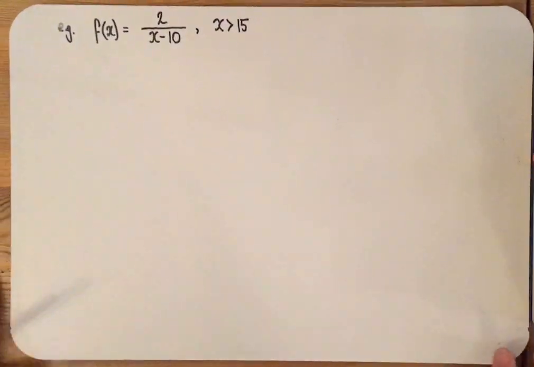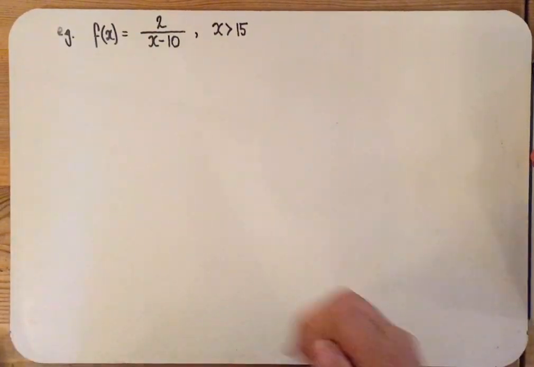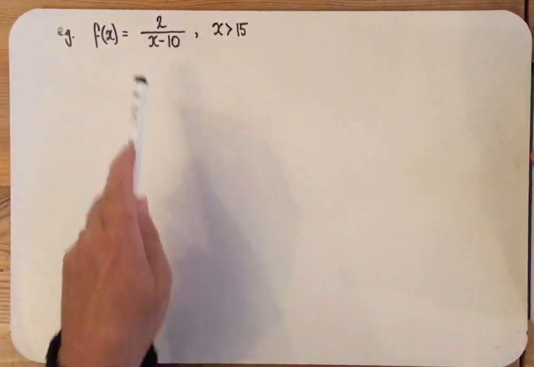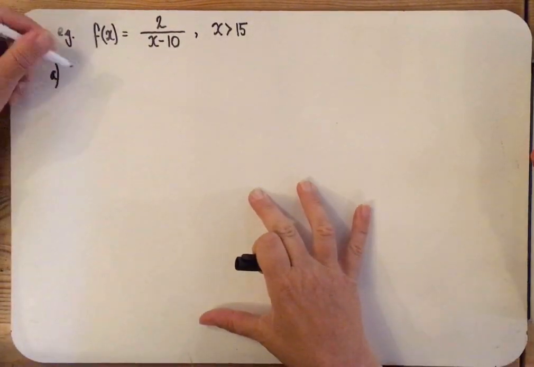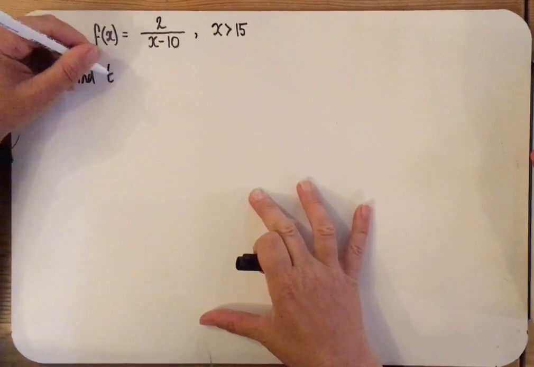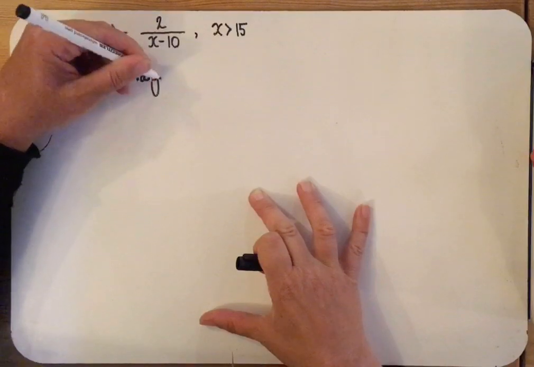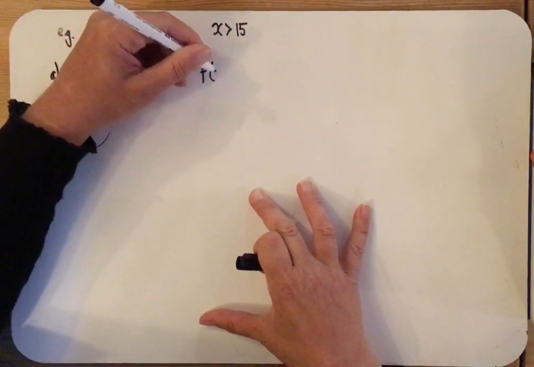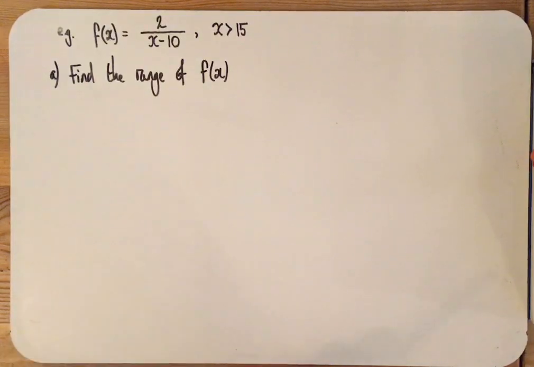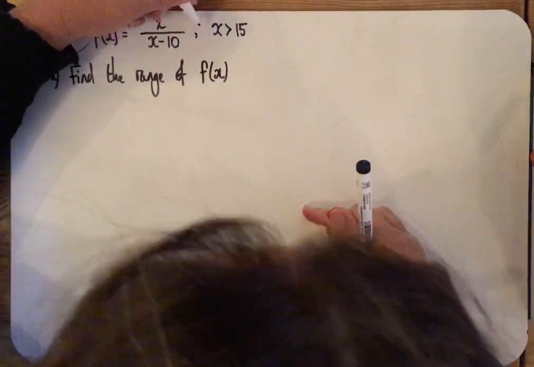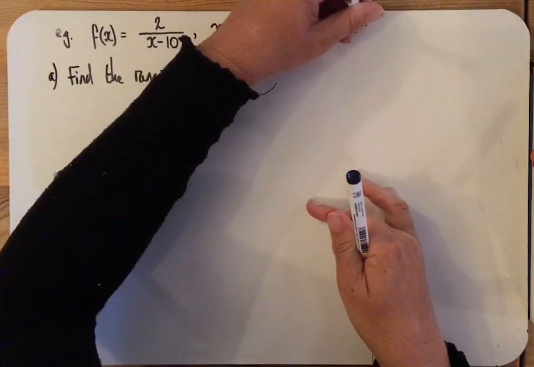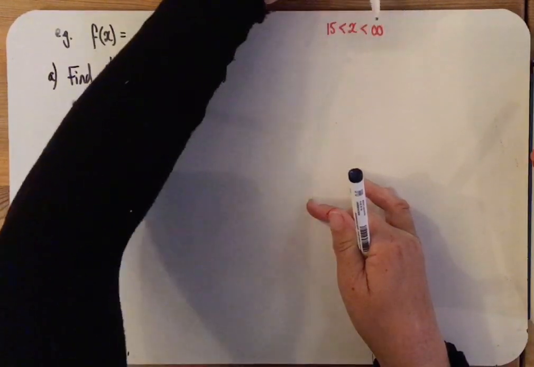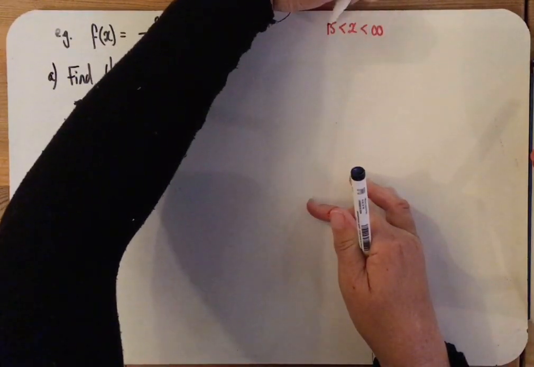Example 2, I'm going to couple with fractions in. We need to look at asymptotes and stuff like that as well. So if f of x is 2 over x minus 10 and x is bigger than 15, the first thing we want to do is find the range of f of x. So the domain is x bigger than 15. If you think about it, you wouldn't write it like this, but 15 is less than x. You can't really write less than infinity, but it's the whole of this.